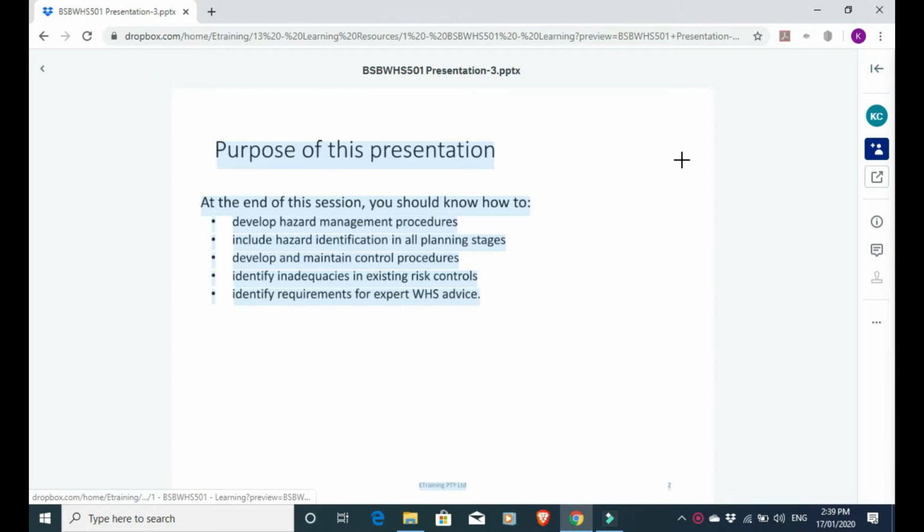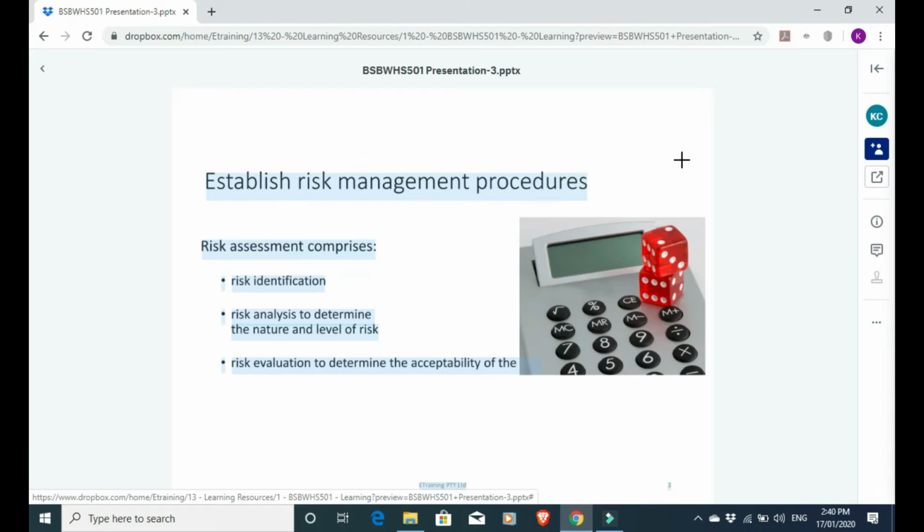In order to start our webinar today, we want to talk about the purpose of this presentation. At the end of the session, we want you to know how to develop hazard management procedures, include hazard identification in all your planning stages, develop and maintain control procedures, identify inadequacies in existing risk controls, and identify requirements for expert WHS advice. So let's begin and see where we go.